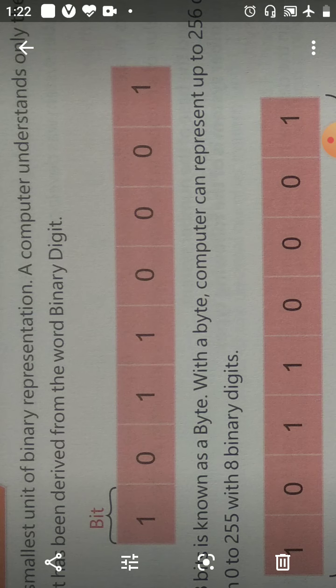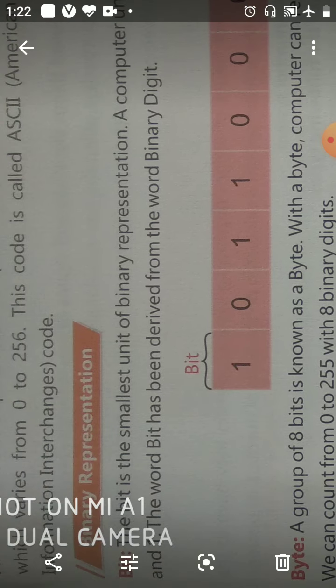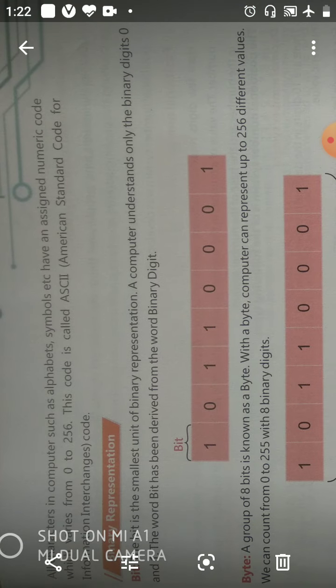So from this picture, one box represents 1 bit. So what is a bit? The bit is the smallest unit of binary representation. A computer understands only binary digits 0 and 1. The word bit is derived from the words binary digit. So what you have to remember: bit is the smallest unit of binary representation.